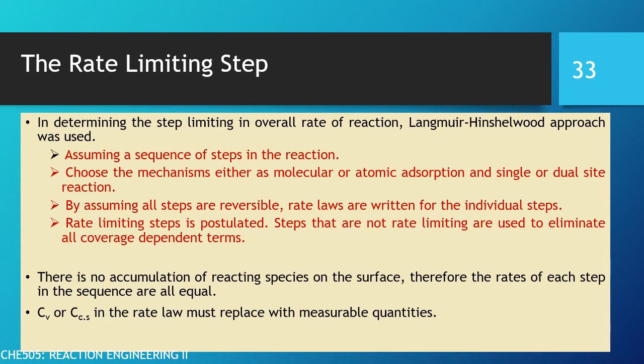There is no accumulation of reacting species on the surface. Therefore, the rates of each step in the sequence are all equal. And the last statement: C_V or C_i·S in the rate law must be replaced with measurable quantities. So remember this statement: C_V or the concentration of all species that attach to S must be replaced with measurable quantities.